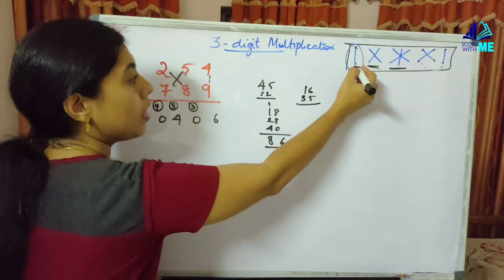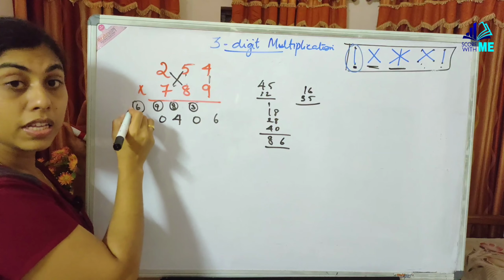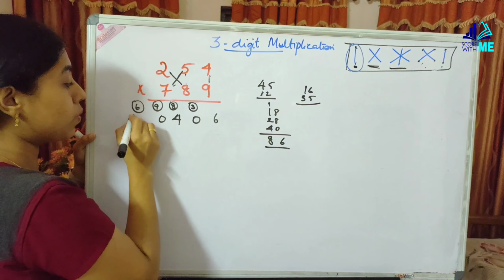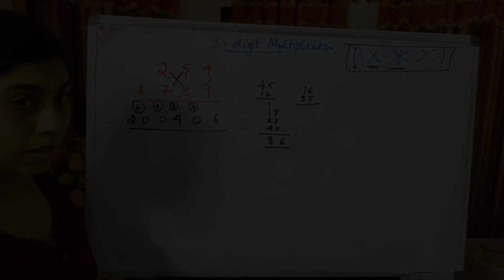Next, the last part and the extreme one. 7 2s are 14. Carry over 6. So 14 plus 6 will give you 20. So 200406 is our answer.